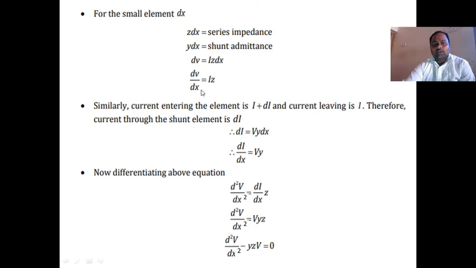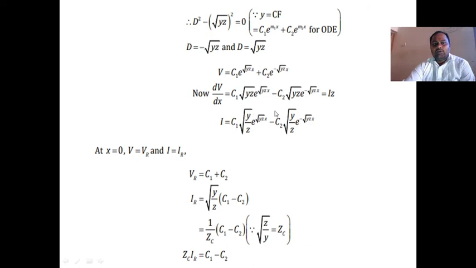We know that, so what about the dV by dx value? Differentiating the voltage, we get C1 into root yz e power root yz into x minus C2 into root yz e power minus root yz into x, and that is equal to I into z. So dV by dx is equal to Iz.